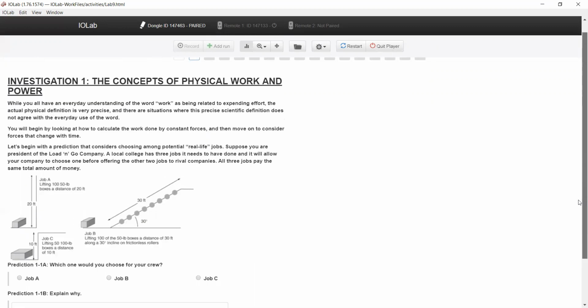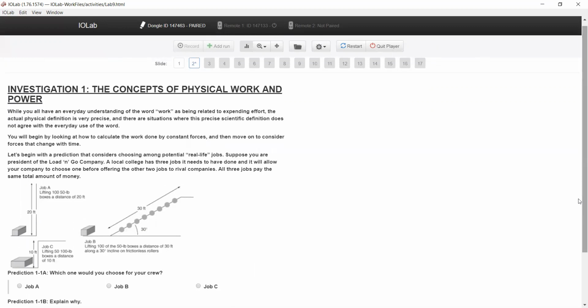Okay, so the concept of physical work and power. In this one, three scenarios are given, so we'll choose the one where minimal work is done. You have to lift something 20 feet: 100 bucks of 50 pounds and 50 bucks of 100 pounds. And you can see the difference, there is some angle. In this case, you are moving the longest distance, but you are applying a force at some angle.